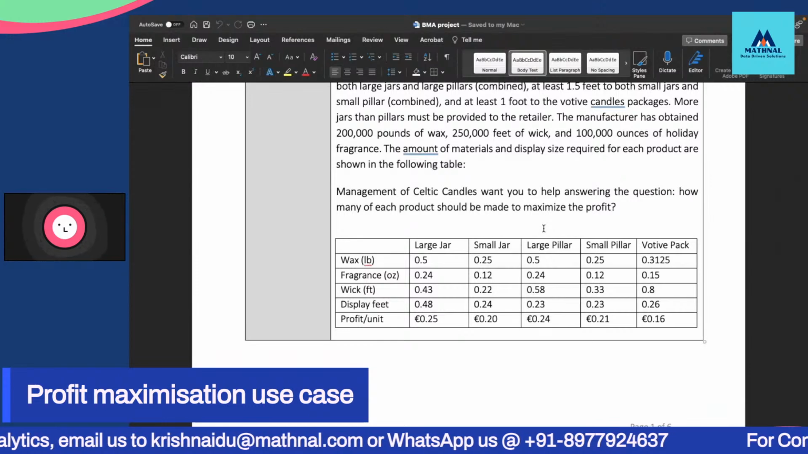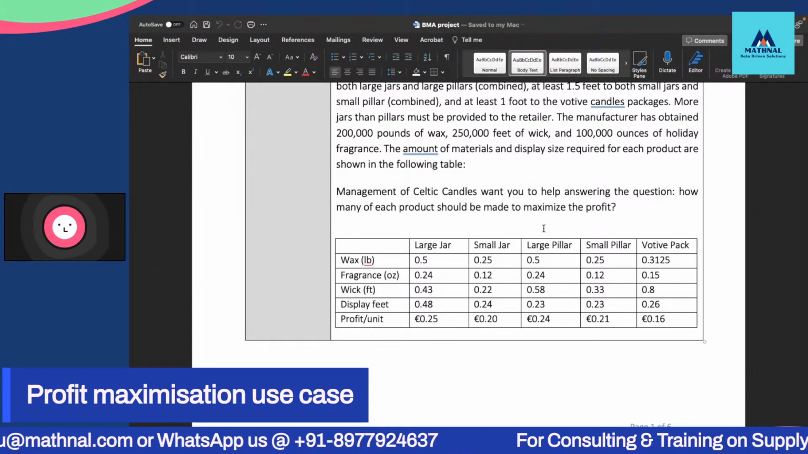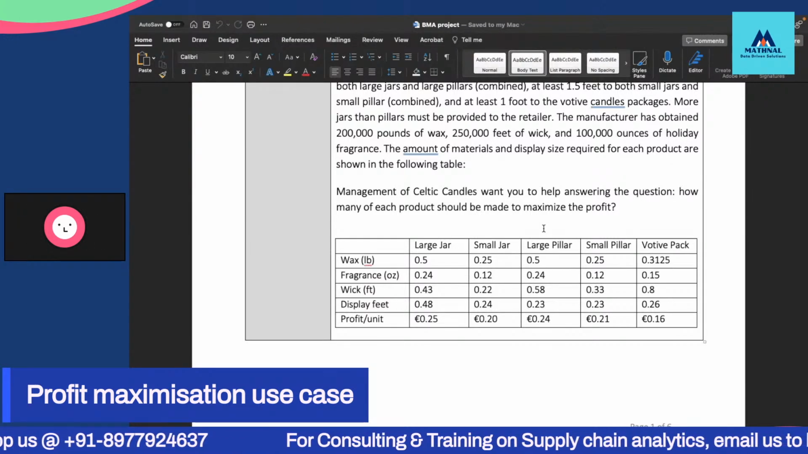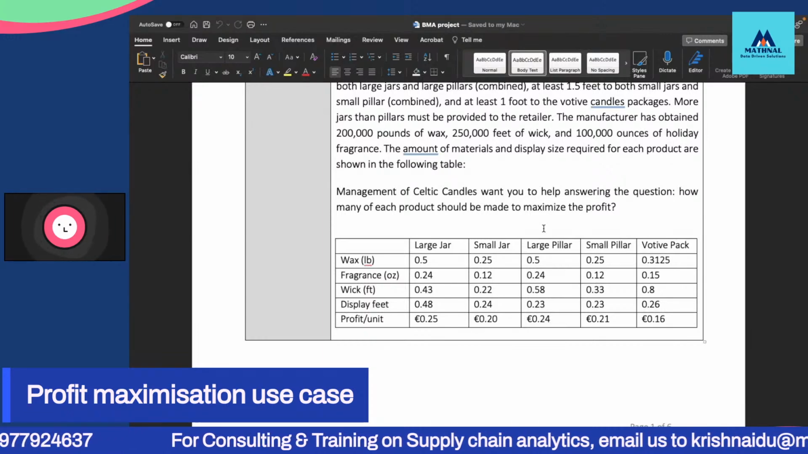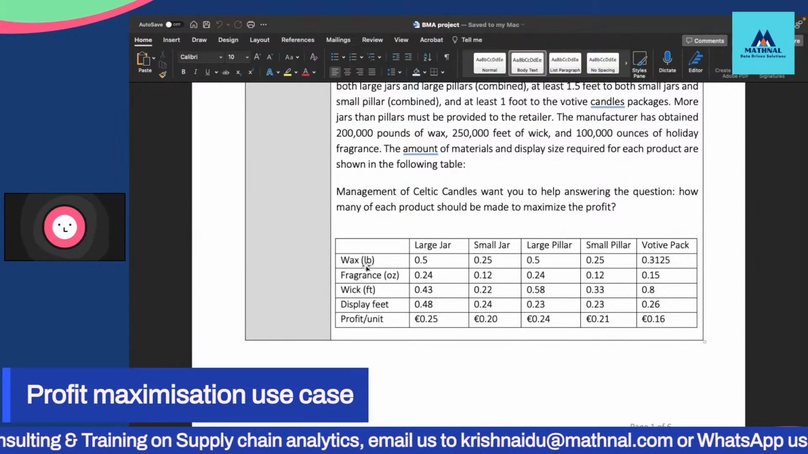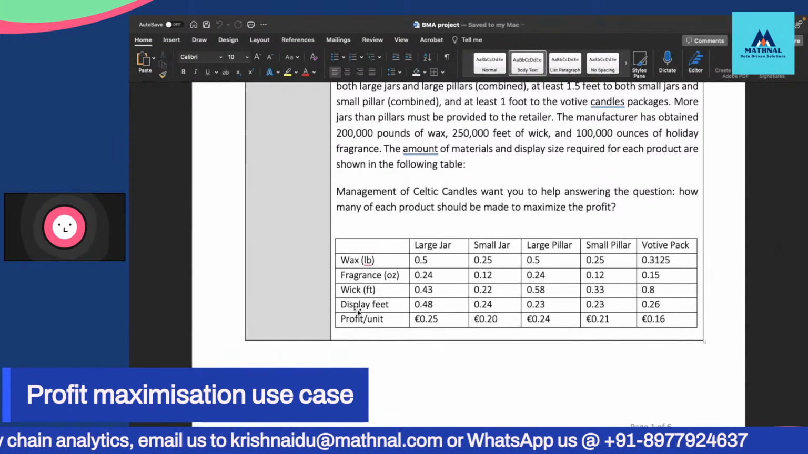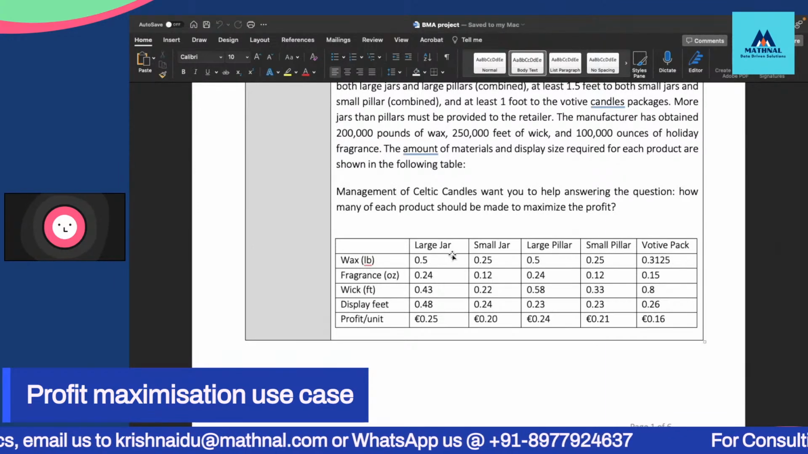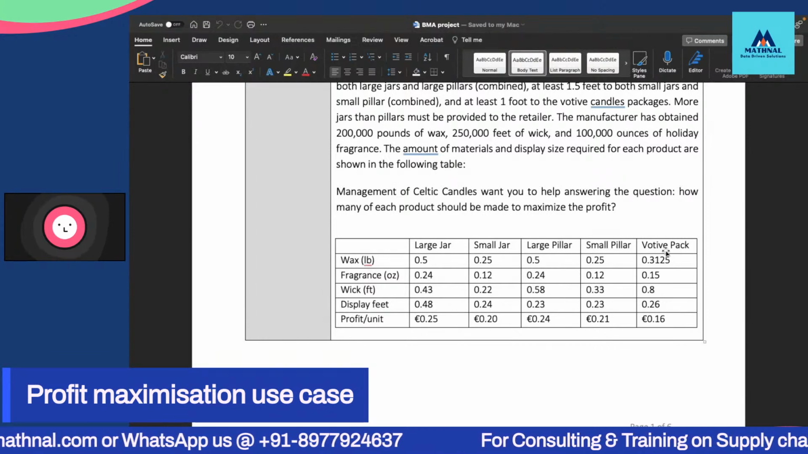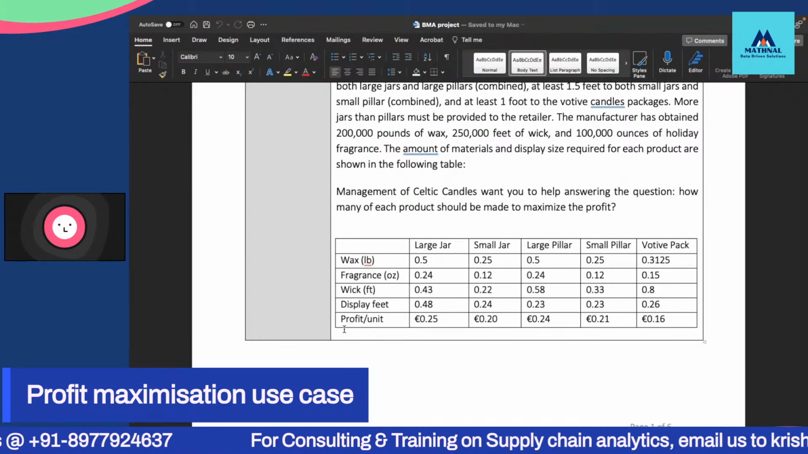So the management of Celtic Candles wants you to help answer the question: how many of each product should be made to maximize the profit. So what we have is wax, fragrance, wick, and display feet. These are the raw materials. And large jar, large pillar, small pillar, and body pack. These are the products. And at the bottom we have been given the profit per unit.